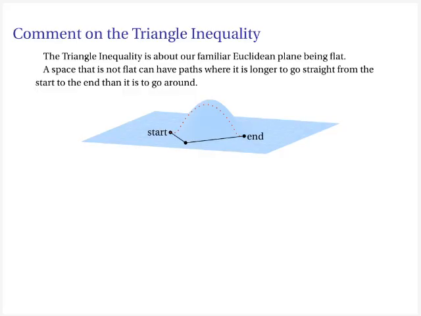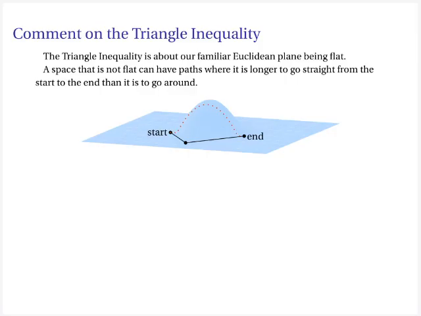I have a comment about the triangle inequality. I write it on the board and people nod and write it down in their notebook, but the triangle inequality is about something. It says that our familiar Euclidean plane is flat. A space that is not flat has paths where it's longer to go straight from the start to the end than it is to just go around.